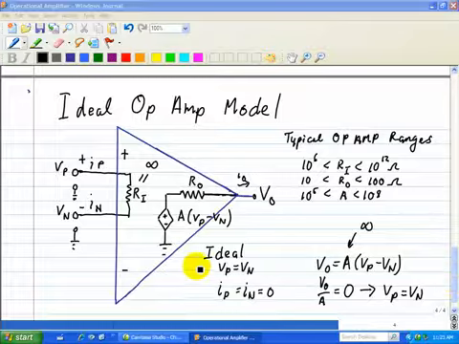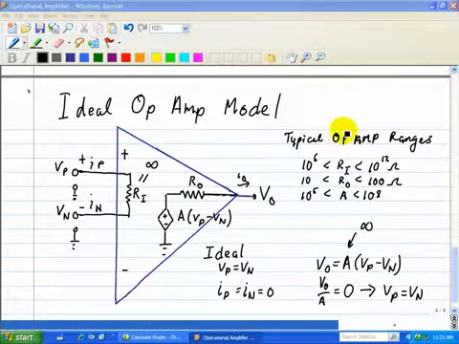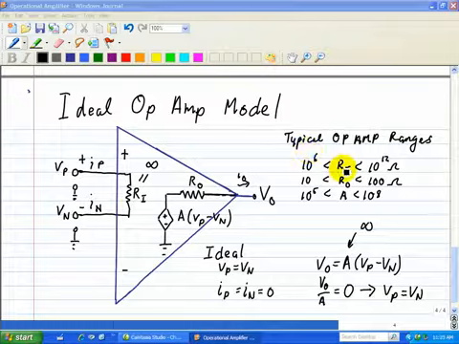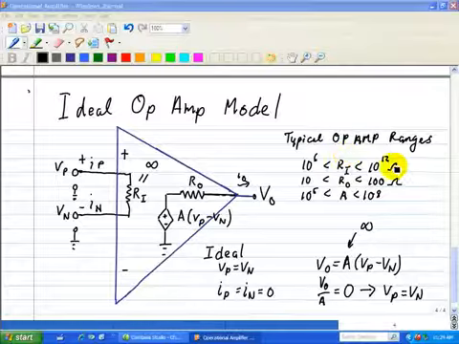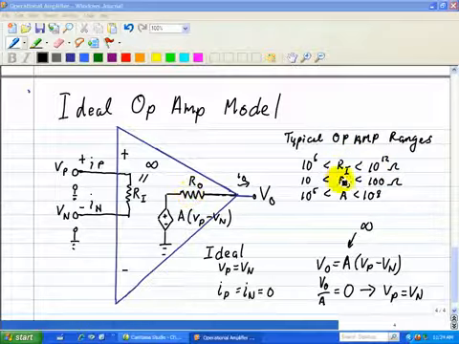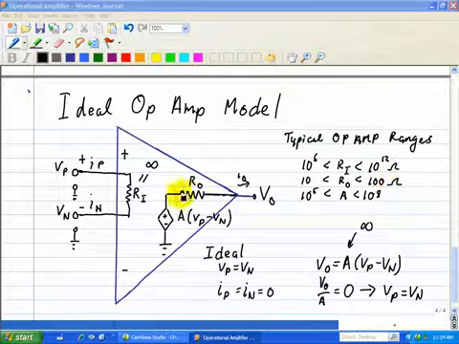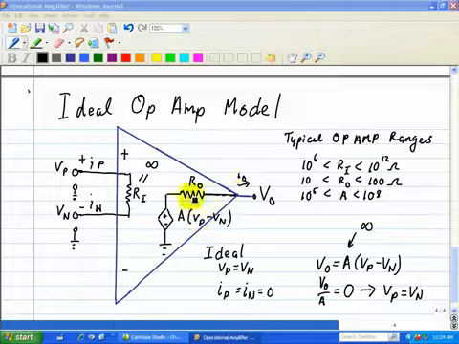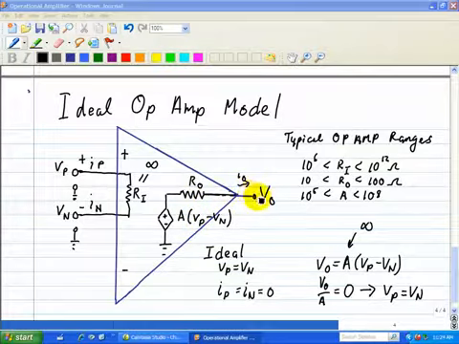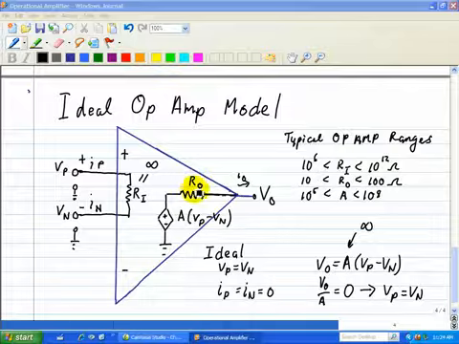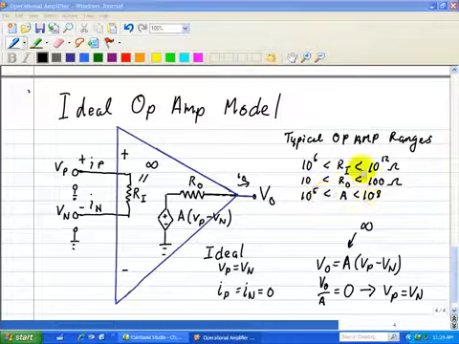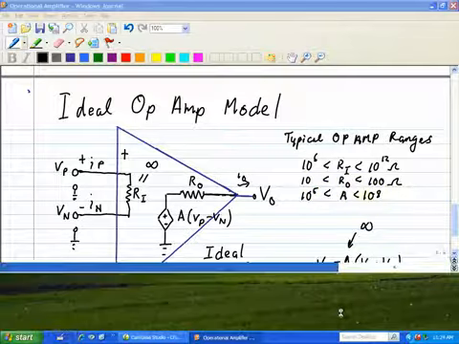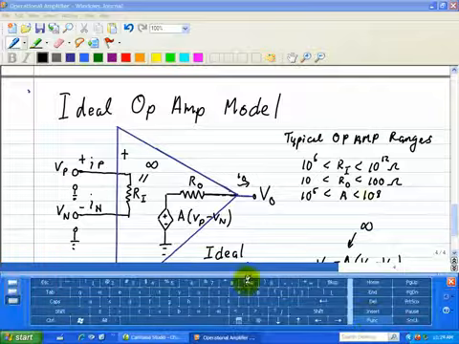To justify our ideal op-amp characteristics, let's look at some typical op-amp ranges. For the input resistance, shown here, it ranges from 10 to the 6 to 10 to the 12 ohms. For RO, it's 10 to 100 ohms, so that's a very low value. So most of the voltage supplied here, A times Vp minus Vn, is delivered as VO, where very little is dissipated across RO. And most important, our gain is from 10 to the 5th to 10 to the 8th. So these values give us a typical justification for our ideal characteristics associated with the op-amp.